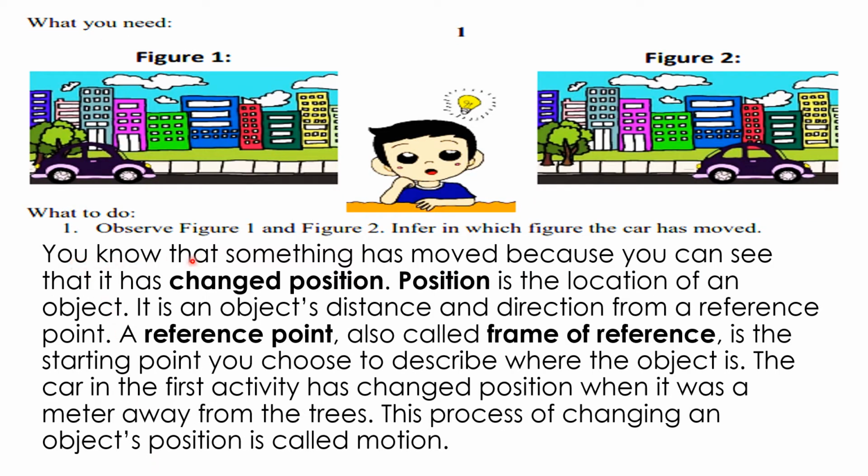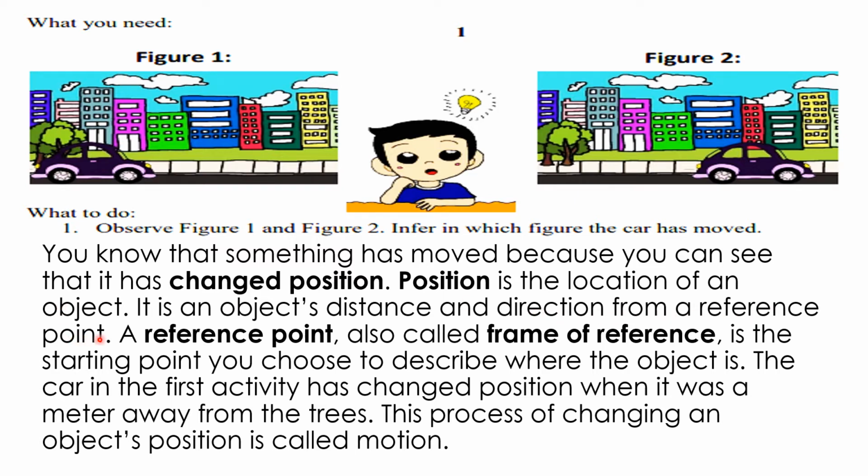So you know that something has moved because you can see that it has changed in position. So if the object changes in position, that means that the object is moving. So position is the location of an object. Take note, position is the location of an object. It is an object's distance and direction from a reference point.